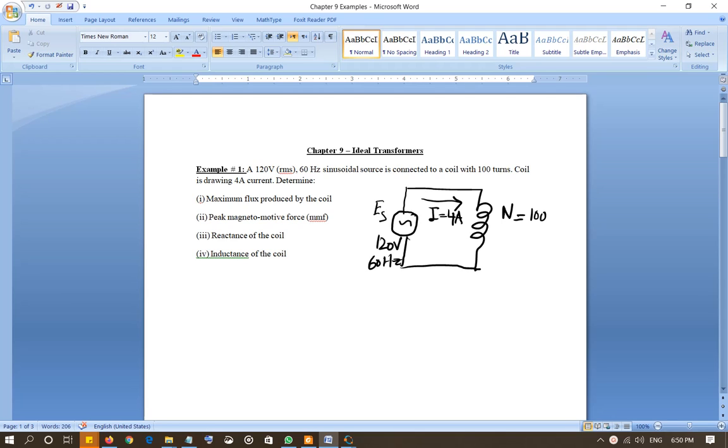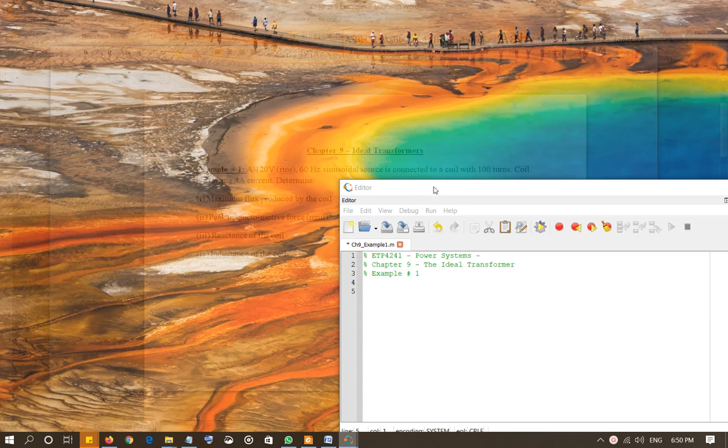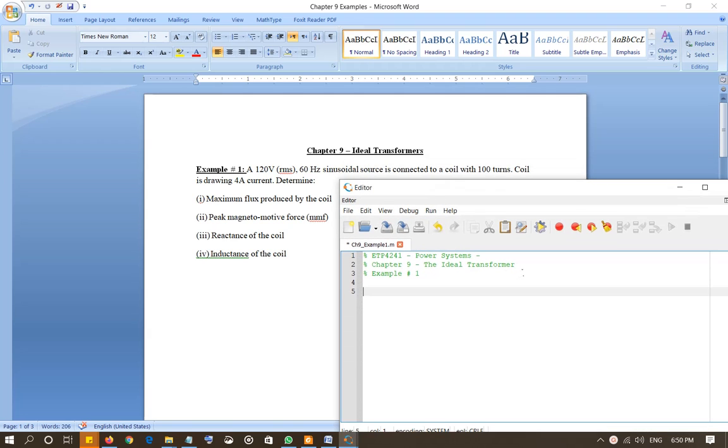These 4 things we need to figure out: maximum flux produced by the coil, peak magnetomotive force, reactance of the coil, and inductance of the coil. So what I'm going to do is just calculate everything in Octave. So let's go ahead and enter the given information first, which is source voltage is 120, frequency is 60, number of turns is 100, and the current is 4 ampere.